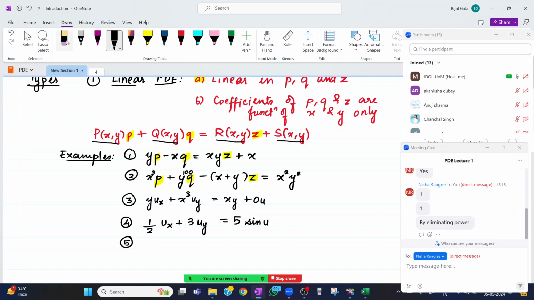You can have 5 sin x times u, you know. Because what happens with sin theta? You have the expansion, no? Sin u would become u minus u cube by 3 factorial plus u raised to 5 by 5 factorial. It's not linear. I hope the doubt is clear.